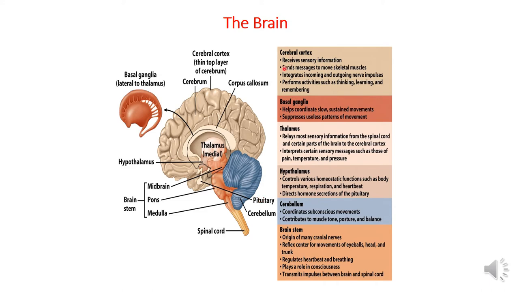We have the cerebral cortex. It receives sensory information. It sends messages to move skeletal muscles. It integrates incoming and outgoing nerve impulses, performing activities such as thinking, learning, and remembering. We have multiple sensory areas distributed in the cerebral cortex. In the occipital lobe, we have an area for receiving visual information. In the temporal lobe, we have an area for receiving sounds and auditory information. In the parietal lobe, we have an area that's concerned with the perception of somatic sensation like touch, pressure, and vibration.